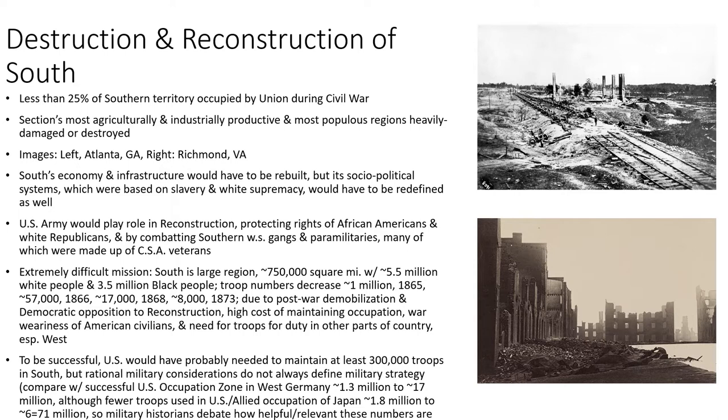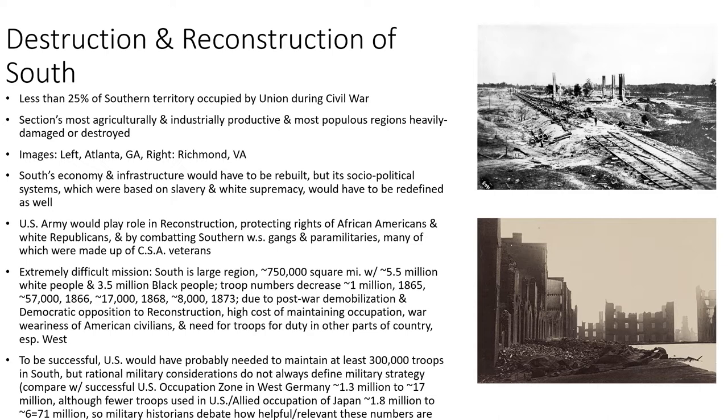And of course, troop numbers following the end of the Civil War are going to decrease significantly as the United States tries to demobilize after the Civil War. In 1865, there were about 1 million troops in the U.S. Army, most of whom were volunteers who had signed up for service during the war. By 1866, there were only about 57,000 soldiers in the U.S. Army. By 1868, there were only about 17,000. And then by 1873, there were only about 8,000 troops.